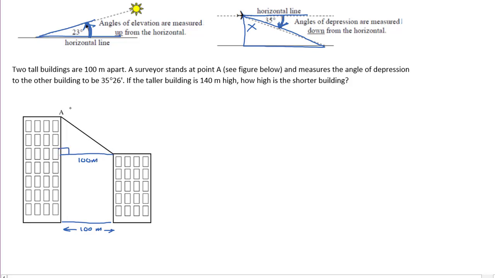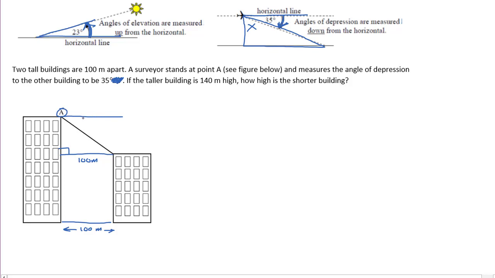A surveyor stands at point A, right up here, and measures the angle of depression to the other building to be 35 degrees. So he looks down at an angle of 35 degrees.